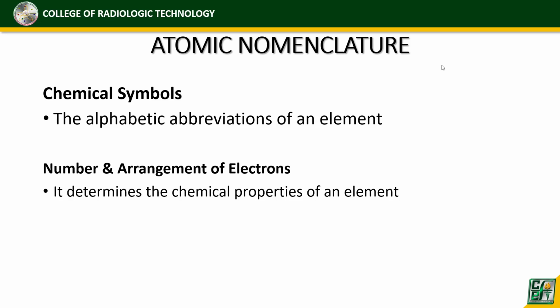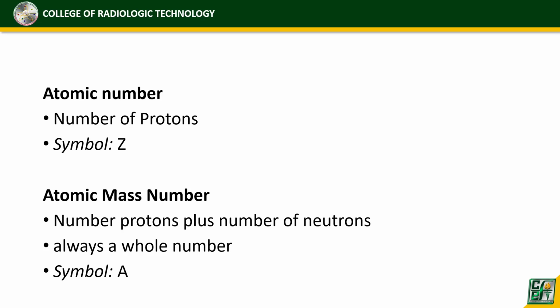Okay, so very good, tama. So tingnan natin kung paano siya nagwo-work. At anong kinalaman nito ng atomic number at atomic mass number dun sa tinatawag natin na atomic configuration or nuclear family or families. Okay? So, atomic number, tama, number of protons. Ang kanyang symbol ay Z. Then atomic mass number is the number of protons plus the number of neutrons. And it is always a whole number.